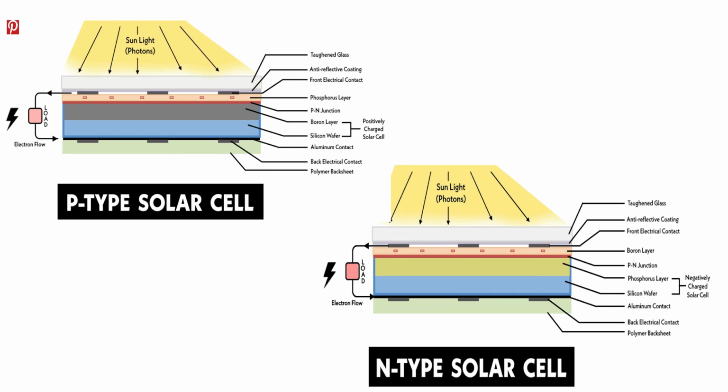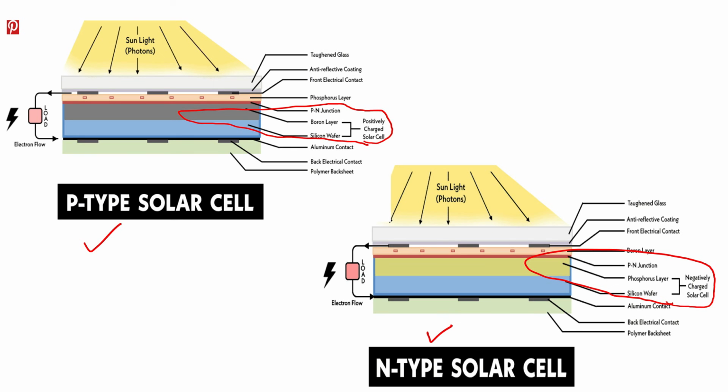Here you can see general diagrams for P type and N type solar cell. The main difference is that in P type we have a positively charged solar cell. Coming to N type, we have a negatively charged solar cell. This difference leads to their names, P type solar cell and N type solar cell. When comparing P type and N type solar panels, both have their advantages and are suited for different applications.